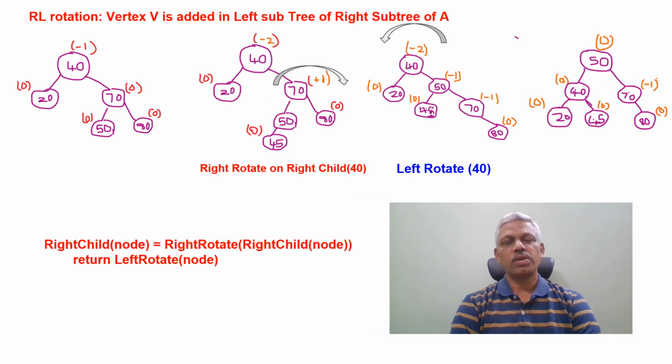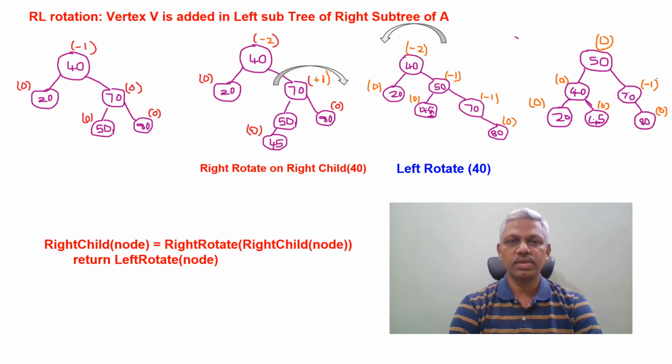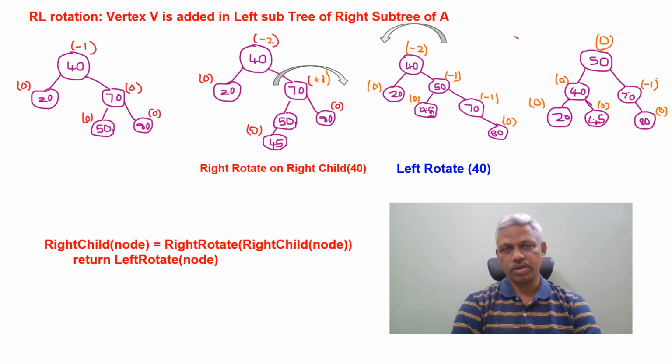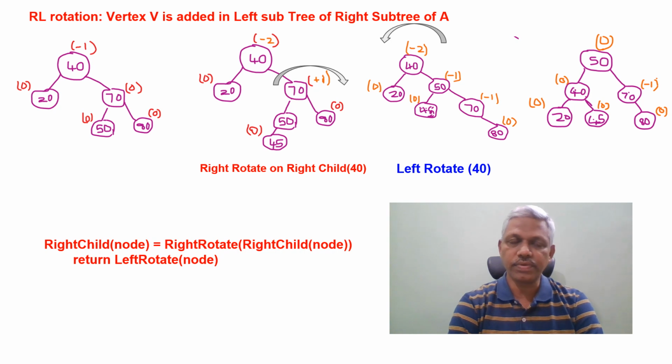The last case is RL rotation, where vertex A has lost its balance because of the addition of a vertex V as part of the left subtree of the right subtree of A. So in this case 40 is the vertex having 20 and 70 as the left and right children, and 50 and 80 are the left and right children of 70. At this point of time the tree is perfectly balanced.